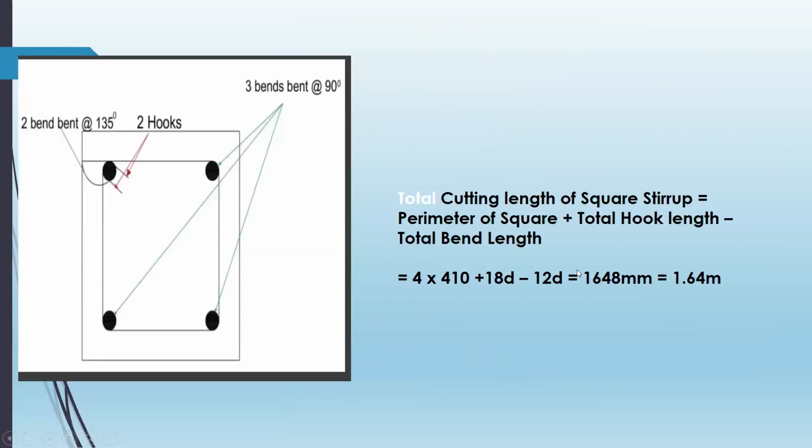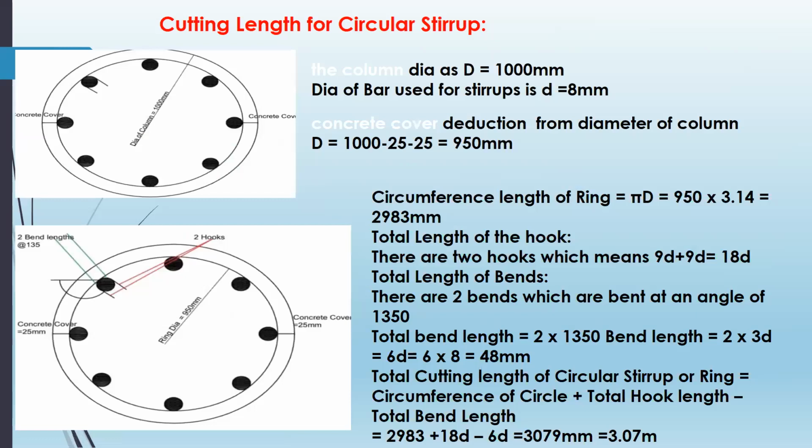See, the total cutting length of the square stirrup is perimeter of the square plus total hook length minus total bend length. That is 4 into 410 plus 18 dia minus 12 dia, that is 1688 mm. That means 1.688 meter. Now cutting length of the circular stirrup.